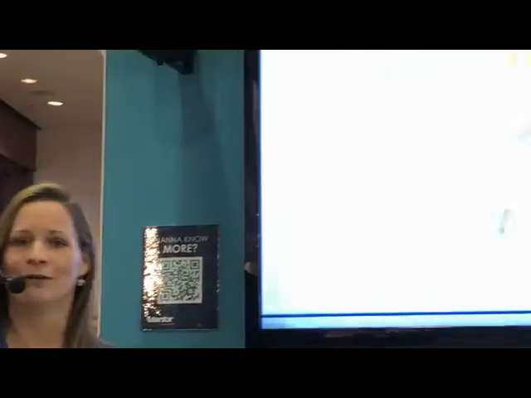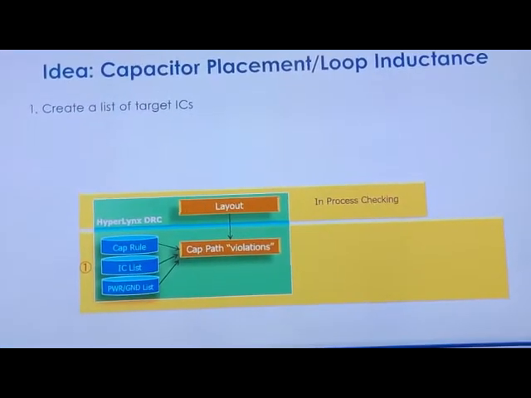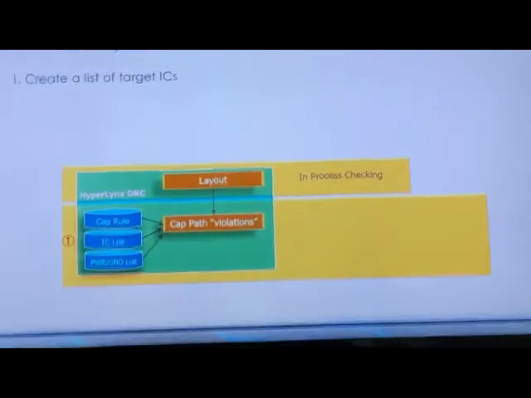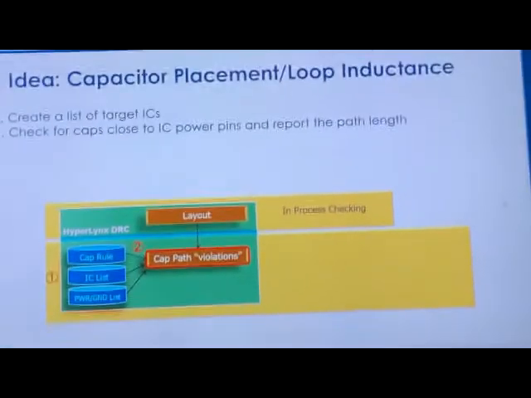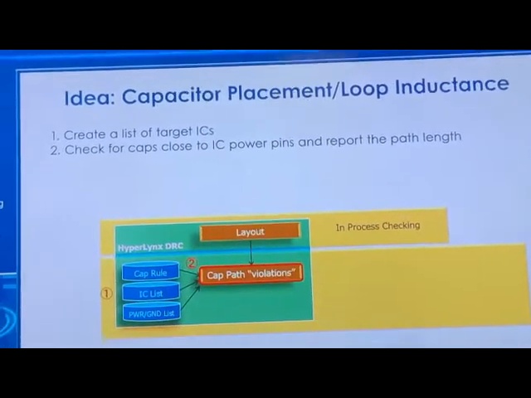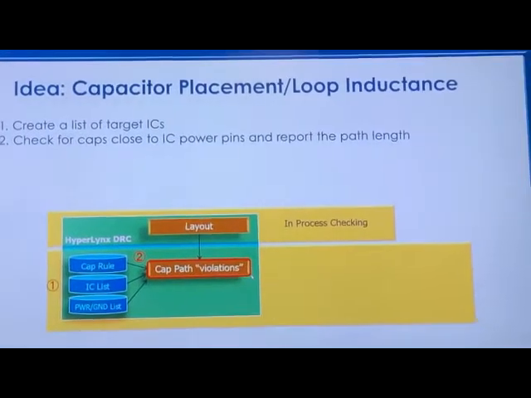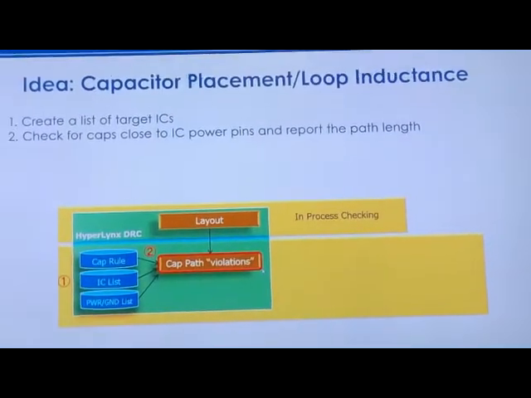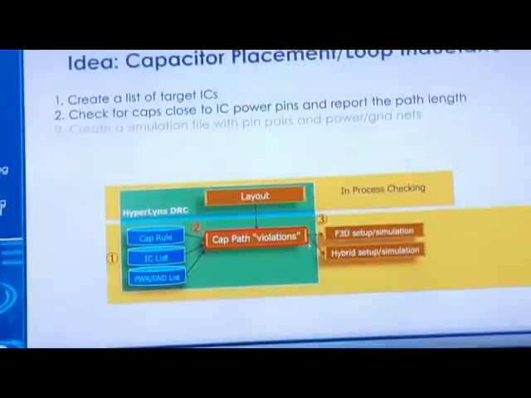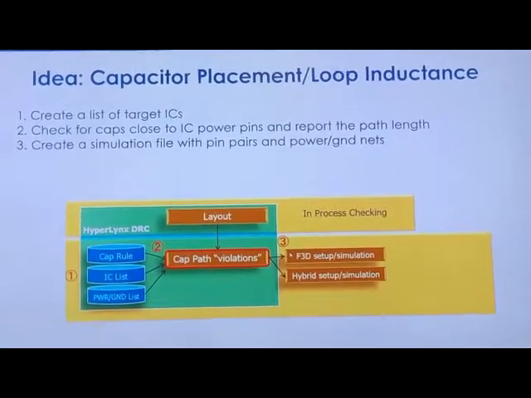So I have an idea. We can't not check these things, right? But we could automate them. What if we could just simply define our target list of ICs? And the tool is smart enough to determine all of the power pins associated with that IC and the capacitors within that region. So now the tool has the list of IC power pins, capacitor pins, and power and ground nets. It builds that solver project for me.